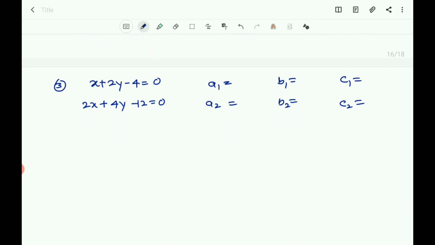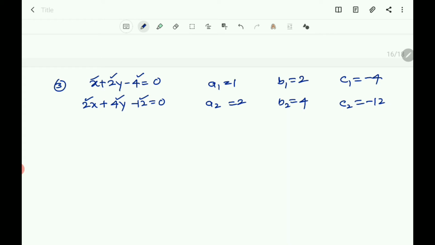Next, let us take the third one. Here, the two equations in the pair are x plus 2y minus 4 is equal to 0, 2x plus 4y minus 12 is equal to 0. So here you write a1, that is the coefficient of x, is 1, b1 is the coefficient of y, that is 2, and c1 is minus 4. And a2, the coefficient of x in the second equation, is 2, b2, the coefficient of y, is 4, and c2 is minus 12.